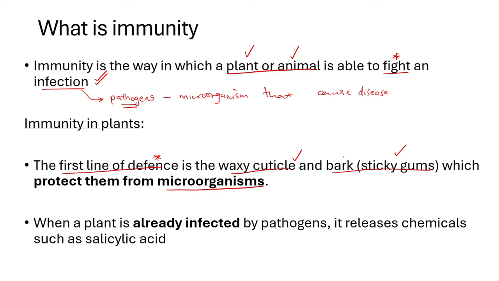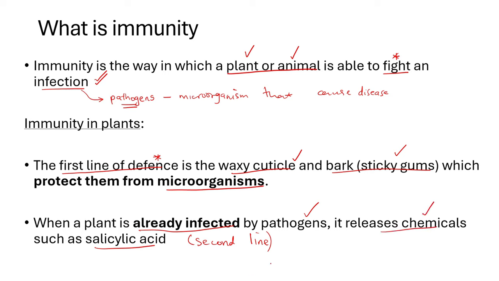Then now we have got a second line of defense. A second line of defense in plants is the immune response when the plant is already infected by the pathogens. So let's say, for example, the pathogens were successful in entering the plant. Now that they've entered, the plant has got a second line of defense, and that is to release chemicals such as salicylic acid. But then you just have to say that a plant releases chemicals.